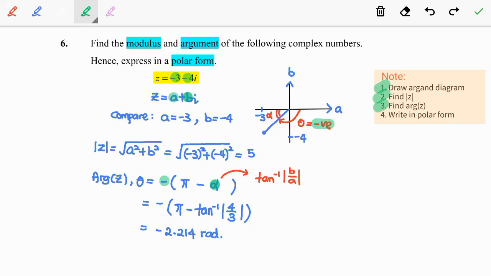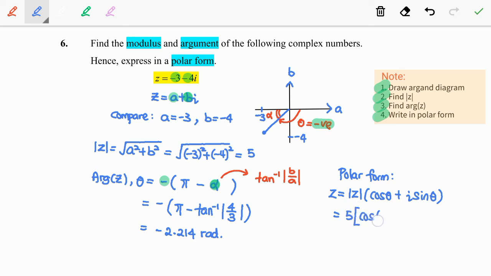So finally, step 4, we are going to write in polar form. So z is equal to modulus of z times cos theta plus i sin theta. So we have modulus z is 5, cos negative 2.214 plus i sin negative 2.214.